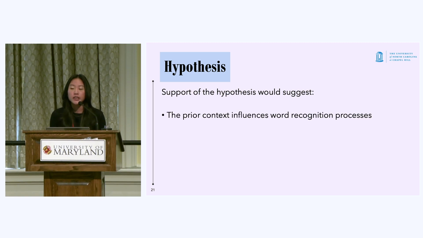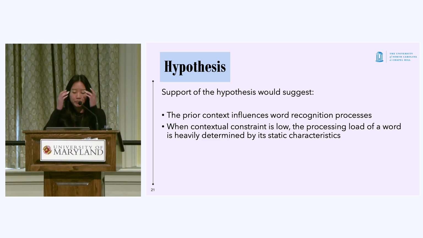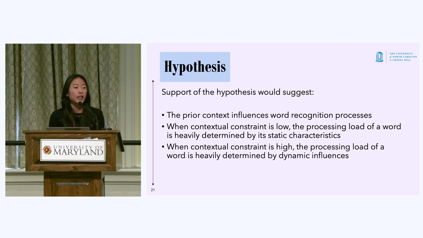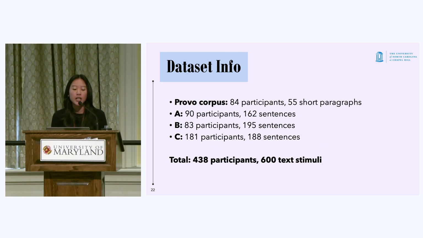The rationale behind this is that the prior context definitely influences word recognition processes. Specifically, when contextual constraint is low, I would think that the processing load of a word is heavily determined by its static characteristics. This is more similar to isolated word recognition, where there's no context at all and those static characteristics are mainly what you have to go off of. Versus when contextual constraint is high, the processing load of a word will be influenced by dynamic influences like contextual constraint. So I investigated this question in 4 data sets.